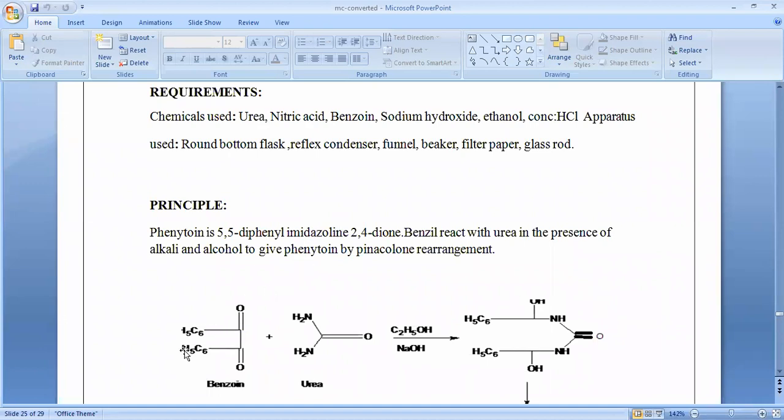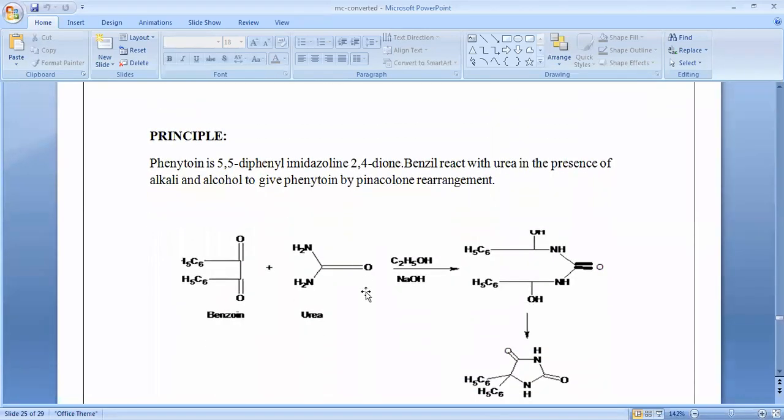So this phenytoin is 5,5-diphenyl imidazole. This is the structure of the phenytoin drug molecule, and it has 5,5-diphenyl and an imidazole ring. In the last practical we did the synthesis of the benzimidazole molecule. So here we are going to synthesize a substituted imidazole ring, that is phenytoin.